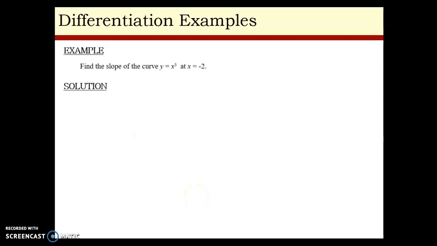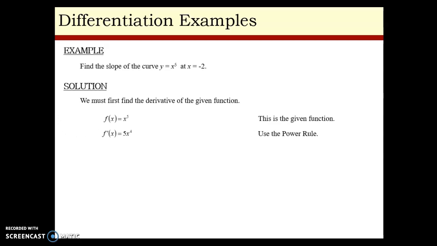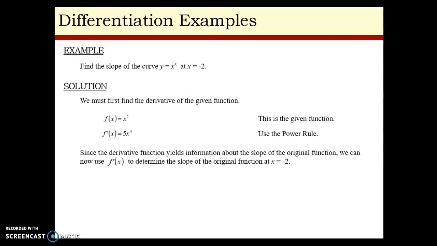Find the slope of the curve y equals x to the 5th power at x equals negative 2. So we must first find the derivative of the given function. f of x equals x to the 5th power. Now let's use the power rule. So 5x, subtract one from the power, to the 4th.